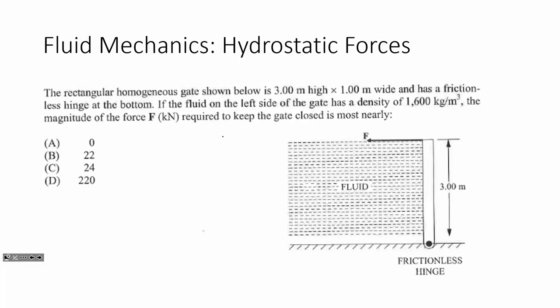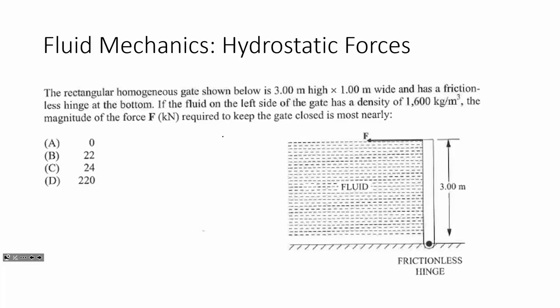Second question here is on hydrostatics. We're looking at hydrostatic forces acting on this gate. That's going to create a clockwise moment on this gate, and we want to know the magnitude of the force required to keep the gate closed. We're given that it's a rectangular homogeneous gate with a height of 3 meters and a width of 1 meter. We're told that it's a frictionless hinge at the bottom, so there's not going to be a moment associated with friction about the hinge. And we're given the density of the fluid as 1,600 kilograms per meter cubed.